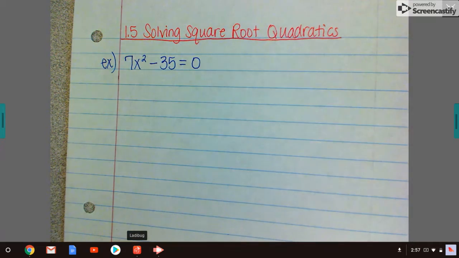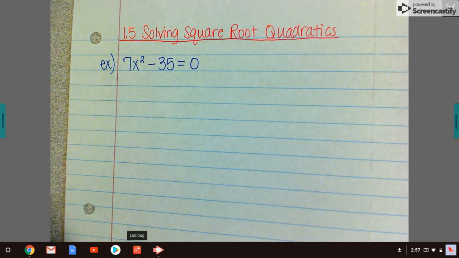We're going to do our notes on solving square root quadratics. And we're going to start off with one that looks similar to the ones we've done before, where we did the Lizzie method and the British method of factoring by grouping or with our magic math methods and stuff. So here's one that looks similar to what we've done before.